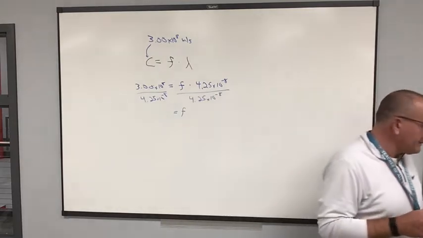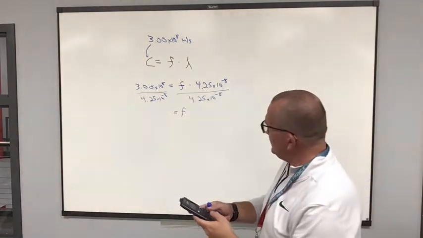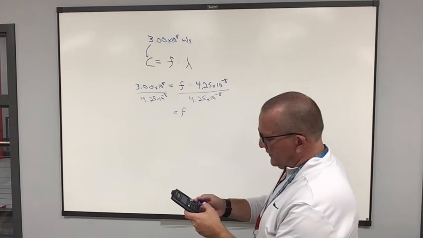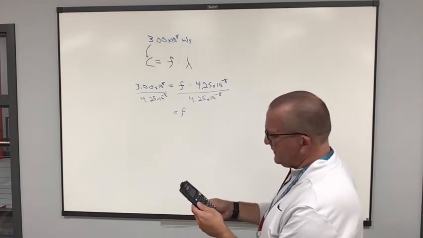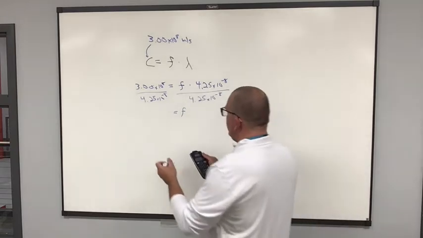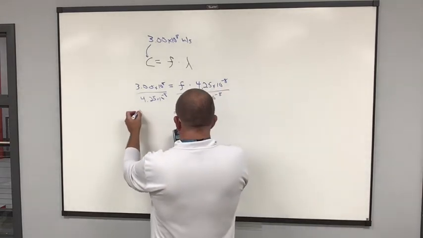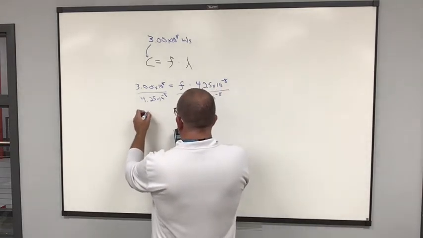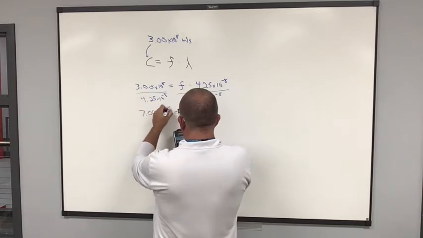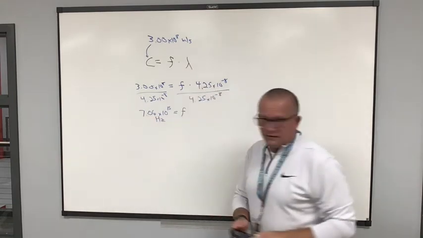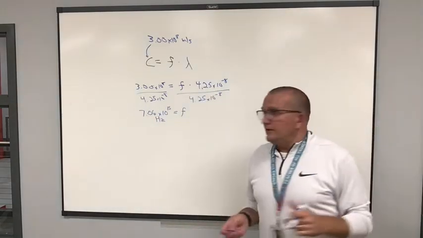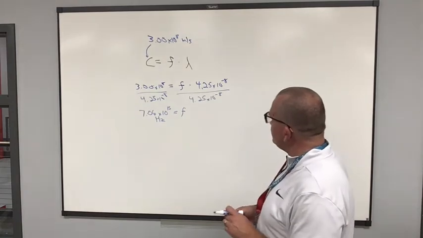So let's get the calculator out and take 3e8 divided by 4.25e negative 8. And I get a frequency of 7.06 times 10 to the 15th. And our unit for frequency is hertz. So that is the frequency of our light in this case.